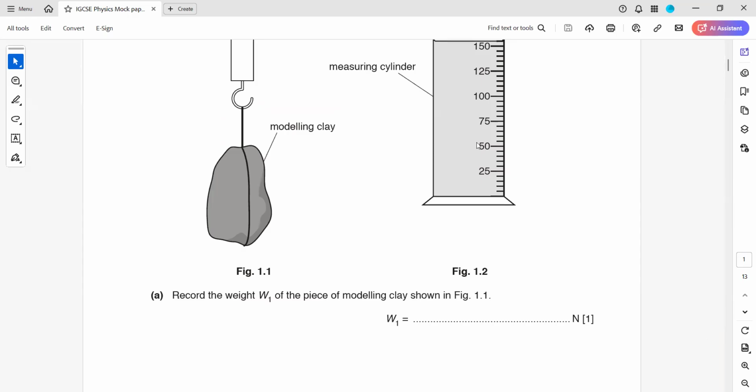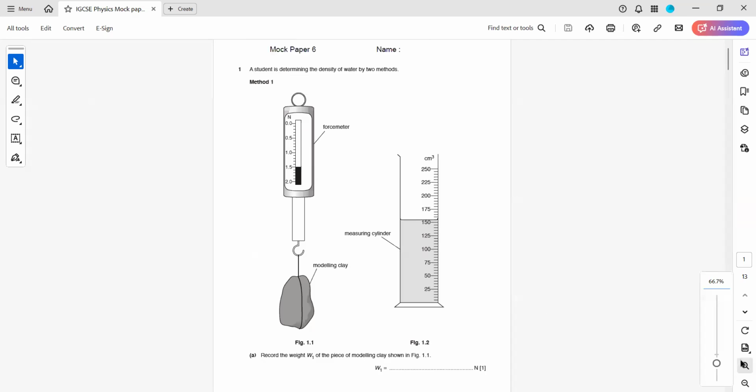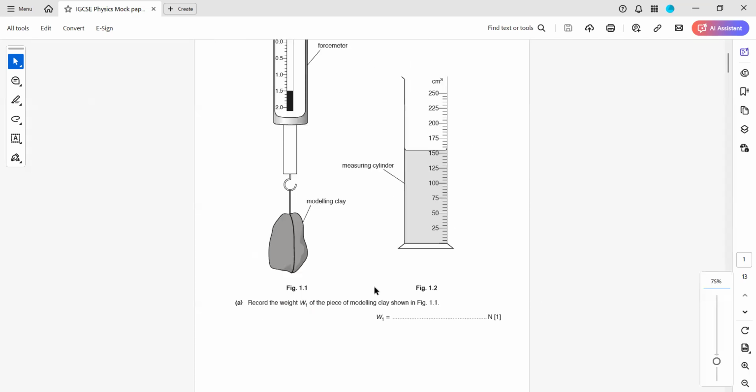Means, what is the weight of this? What is the value shown? You can annotate on the screen if you want to. What is the value shown on the force meter? So that is equal to 1.5 Newton. Okay, so 1.5 Newton is the value shown on the force meter.